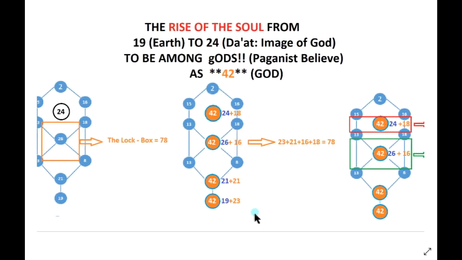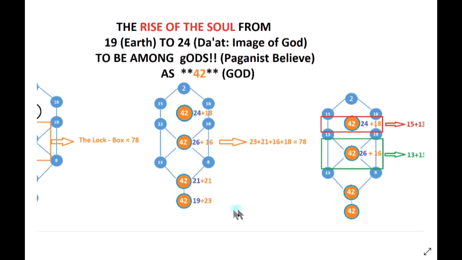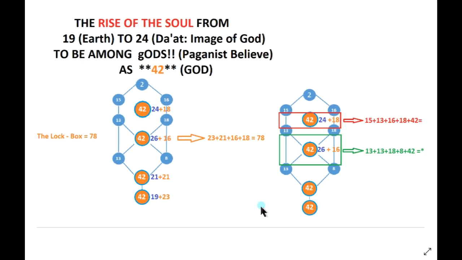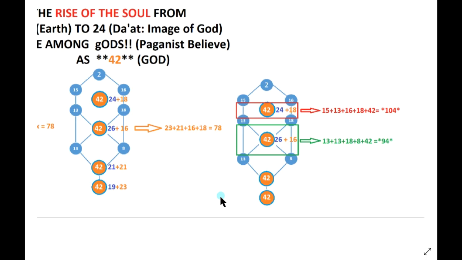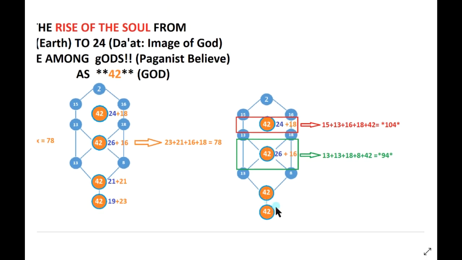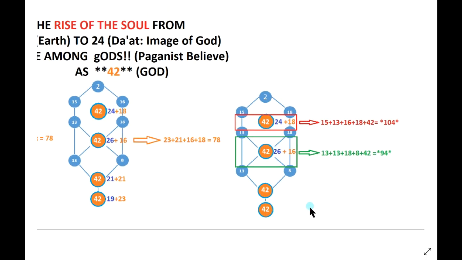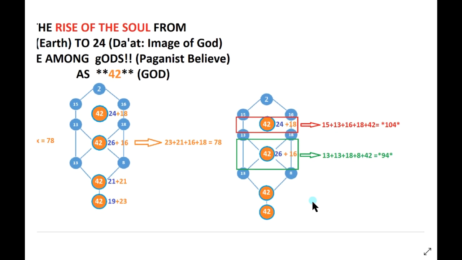Now, what is the importance of 42? Look at it right now here. Look at the boxes, the green and the red. So basically, when 26 became 42, you added 16. Now sum 42 plus 13 plus 13 plus 18 plus 8. What does it equate to? It will give you 94. 94, that's the actual stories in the One World Trade Center, and that's where 94 came from.